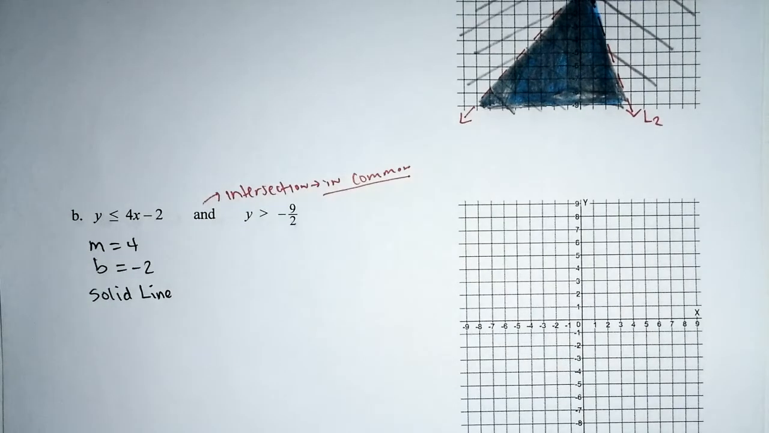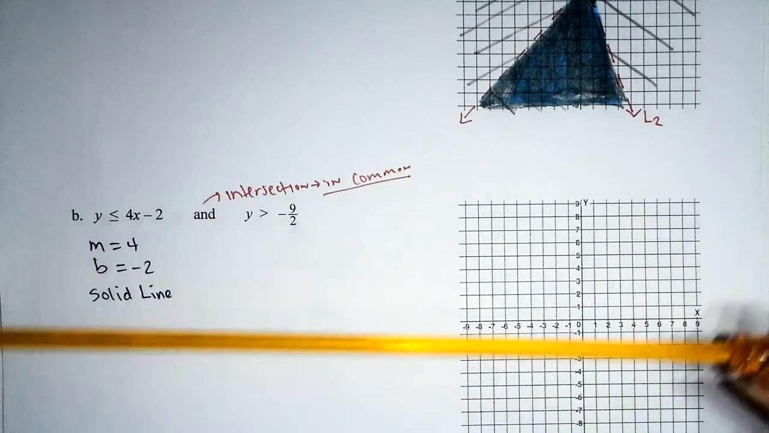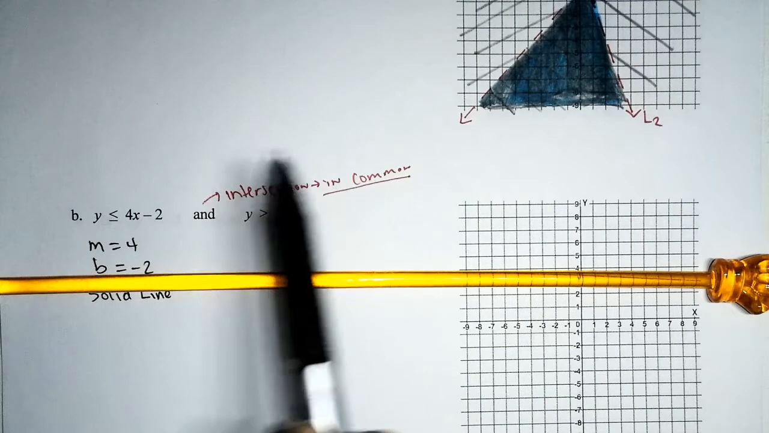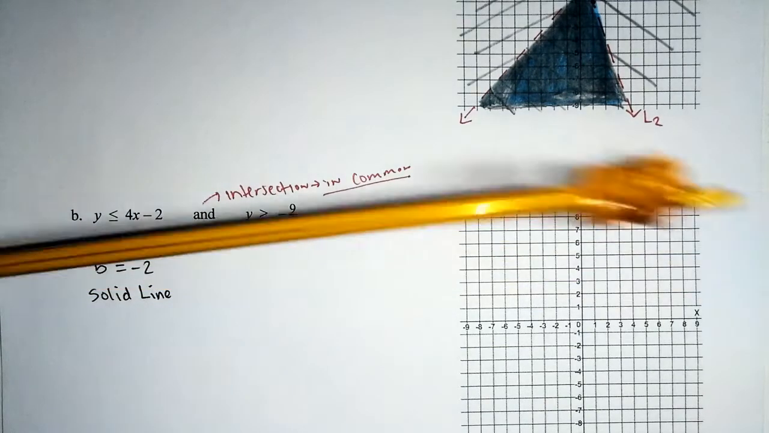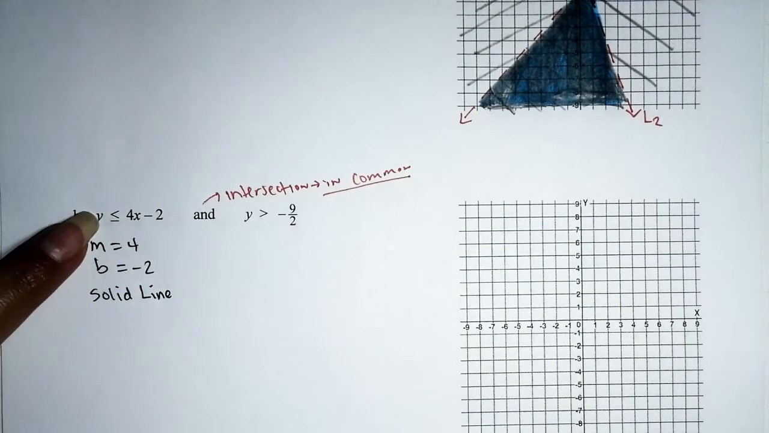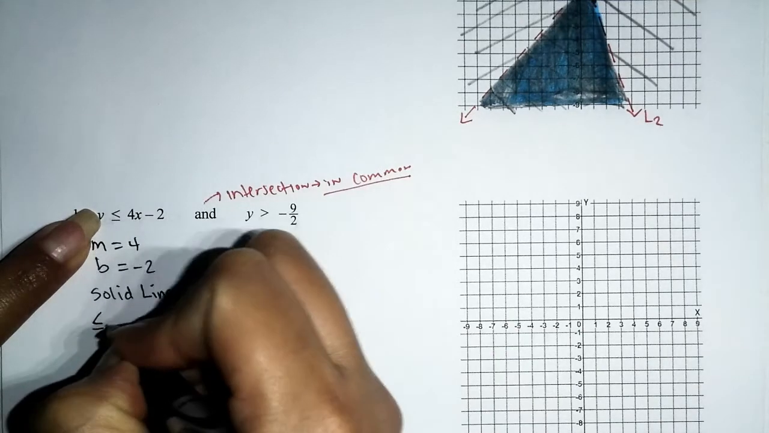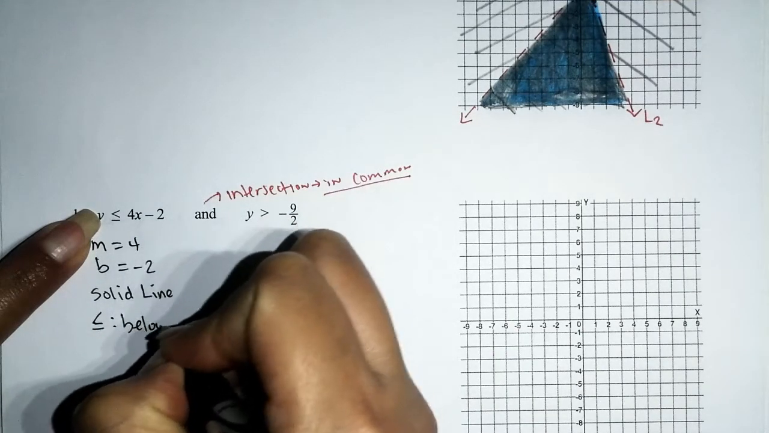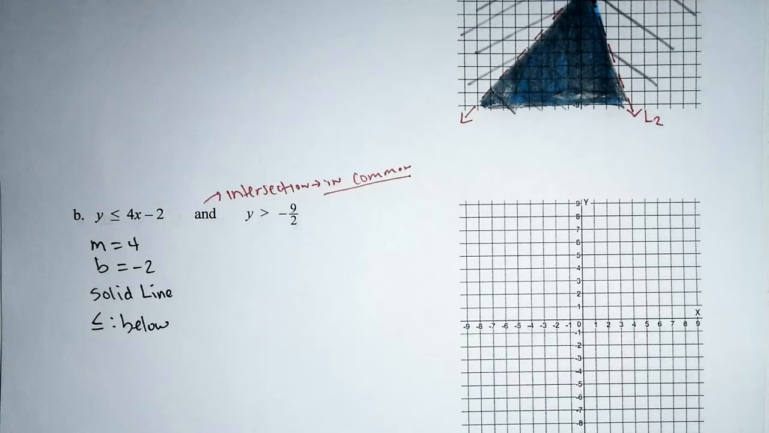Once we do the boundary line, the question is, on which side of the boundary line are we going to shade? Are we going to shade above the boundary line, or below the boundary line? Because we have a less than, we're going to shade below the boundary line. Fantastic. So that's the game plan for one down, and the game plan for the other one to go.